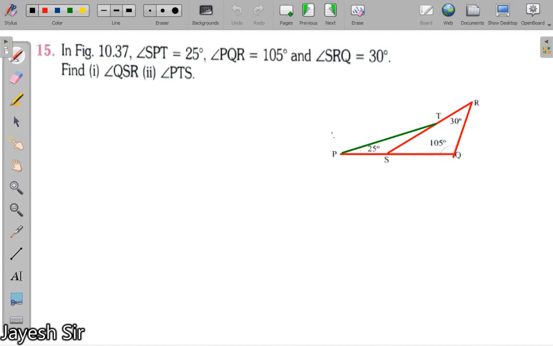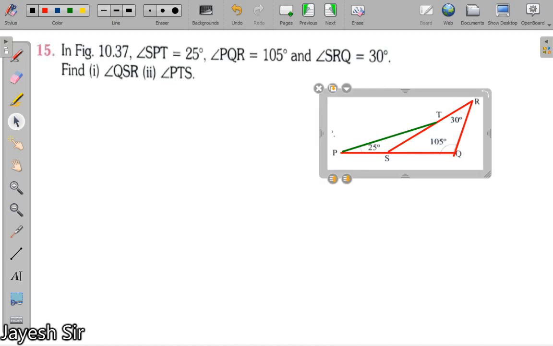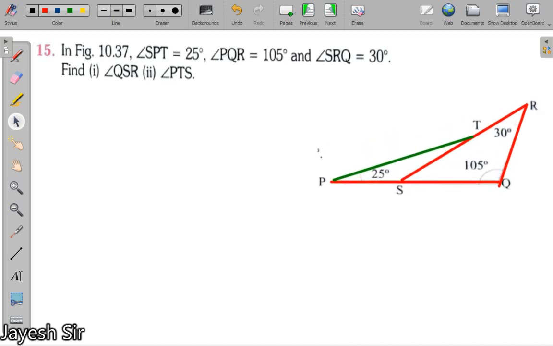Next is question number 15. Question number 15 is quite a big question. Let me enlarge the diagram for you. Last question of this exercise. I will just help you a bit with this question. I want you to do this question by yourself. As indicated in the diagram, the angles are given to you. Angle P is 25 degree, angle Q is 105 degree, and angle R is 30 degree.